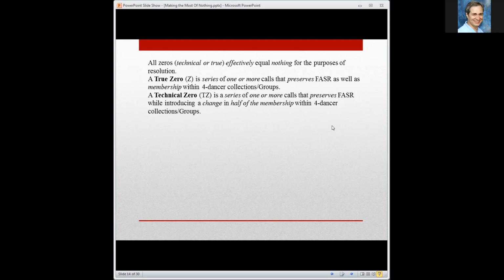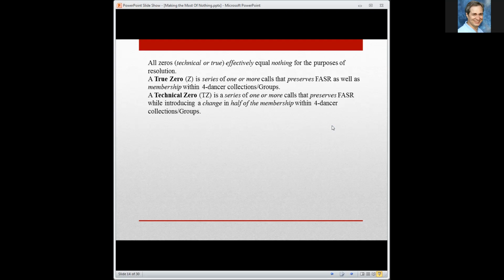That would give you a zero. Okay. A technical zero, on the other hand, is a series of one or more calls that preserves the phaser while introducing a change in half of the membership. One couple's worth of people, it doesn't have to be a couple formation, leaves a side of the square and goes to another side of the square.